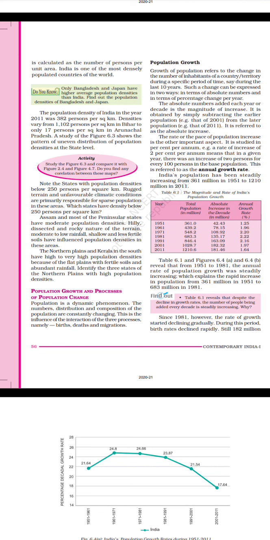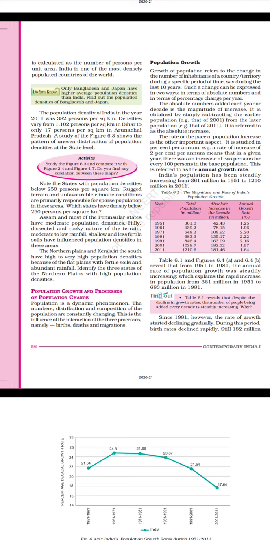Population growth and process of population change. Population is a dynamic phenomenon. The numbers, distribution and composition of the population are constantly changing. This is the influence of the interaction of three processes, namely births, deaths and migrations.